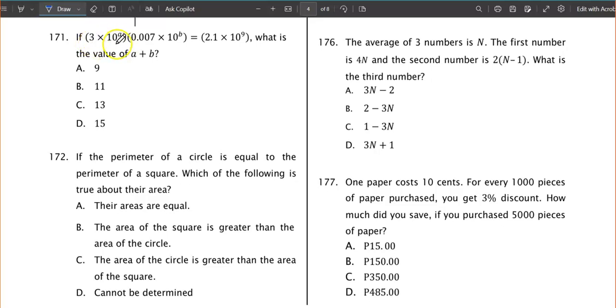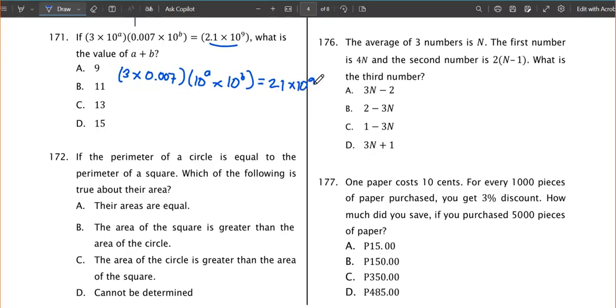So we have 3 times 0.007 times the powers of 10. We have 10 raised to a times 10 raised to b. Then again, this is equal to 2.1 times 10 raised to 9.